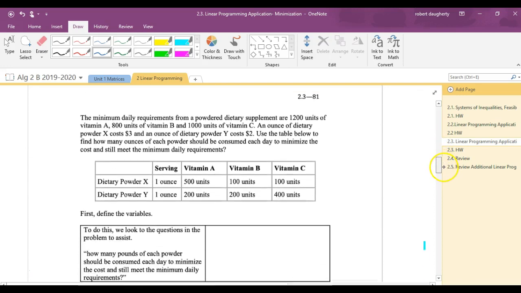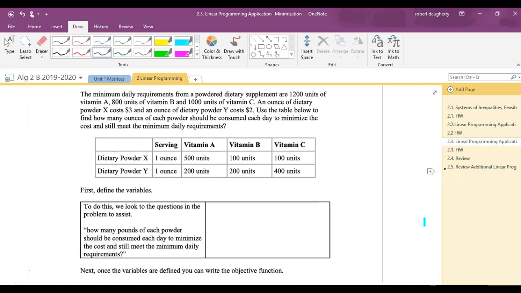So let's take a look at another problem, and then stop me if there are things that you're not getting or need a different explanation. So the minimum daily requirements of a powdered dietary supplement are 1,200 units of vitamin A, 800 of vitamin B, and 1,000 units of vitamin C. An ounce of dietary powder X costs $3. Dietary powder Y costs $2. Use the table below. Find out how many ounces of each powder should be consumed to minimize the cost and still meet the daily requirements.